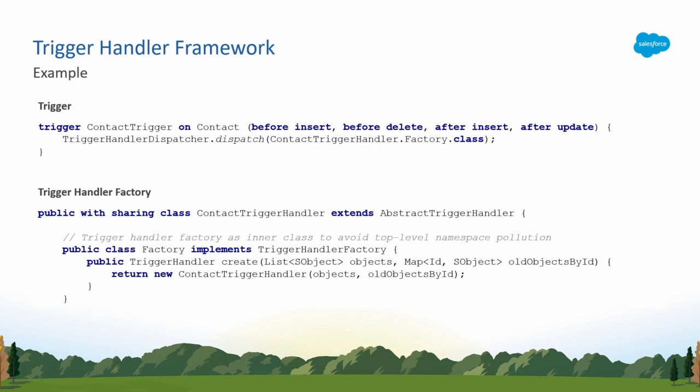And so because this factory is only ever used in the context of this trigger handler, I always recommend making it an inner class. Obviously it needs to be public in order to be able to use it, but I advise it be an inner class. But you can see, again, it's very simple.